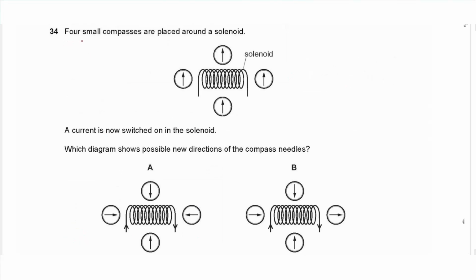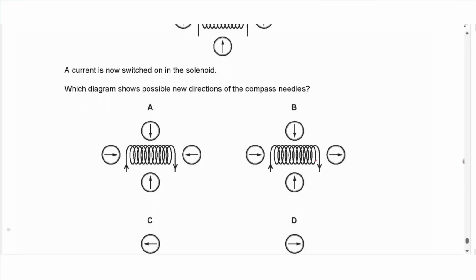Question 34 says 4 small compasses are placed around the solenoid. A current is now switched on in the solenoid. Which diagram shows possible new directions of the compass needles in the diagrams?